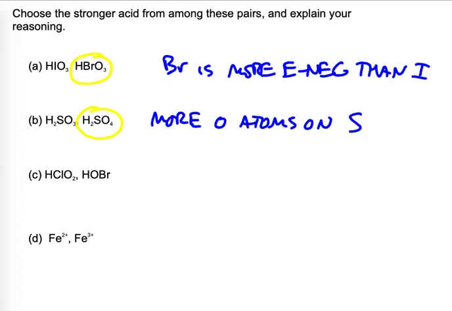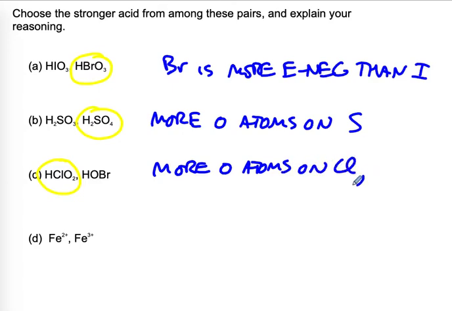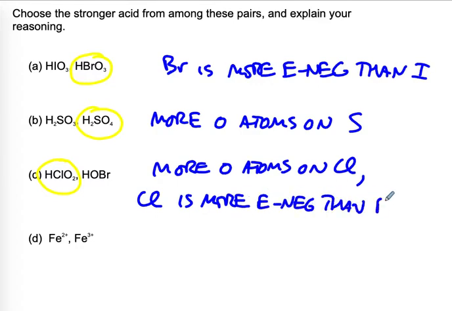In the next example, we compare chlorous acid to hypobromous acid. Now, these are varying in two different ways. Chlorous acid, HClO2, has more oxygen atoms on the central atom, which makes it a stronger acid. It also has a more electronegative central atom. Chlorine is more electronegative than bromine. So both of these factors make this a stronger acid. So more O atoms on chlorine, and chlorine is more electronegative than bromine.